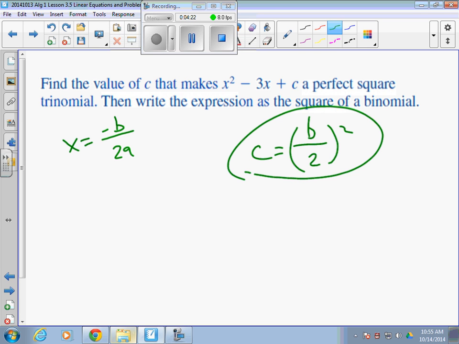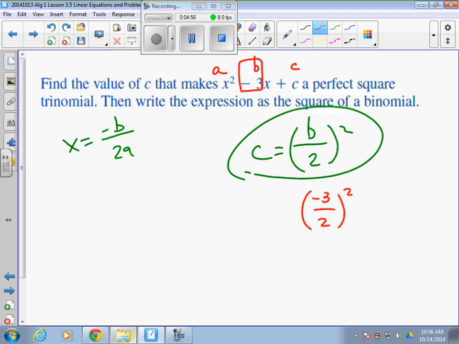Okay, let's take a look at it. First thing you want to do is find c. It's ax squared plus bx plus c, and c is the unknown one. Right now you take in b's value. b is negative 3. It doesn't matter that it's negative because we're going to square it, and when you square a negative value, it turns out positive. But it's still negative 3 over 2, squared.